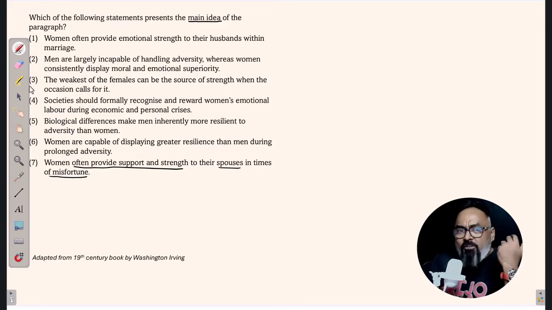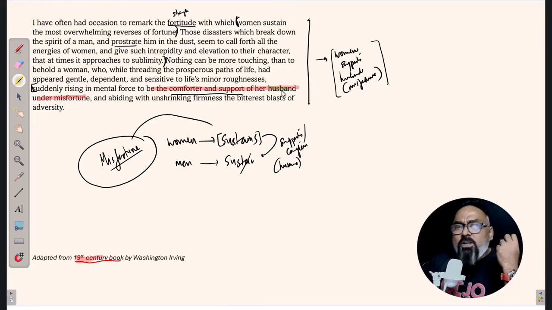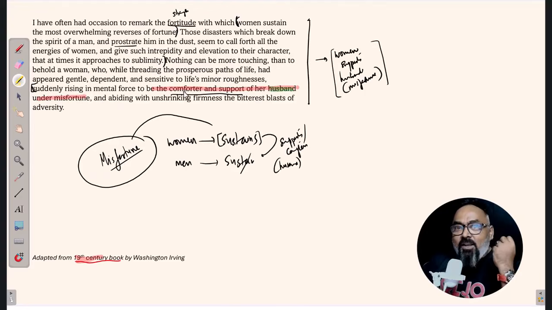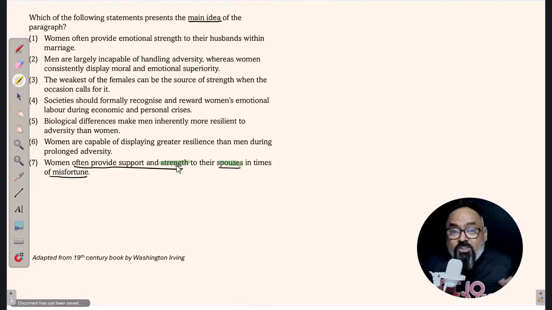Obviously, when you look at this, it's been paraphrased. The word spouses has been used instead of the word husband, but it's the same thing. Your spouse is whom you're married to, the woman married to her husband, right? Provide support and strength. Now, strength is fine. Comforter and support for their husband in misfortune, and bearing with unshrinking firmness. They'll be very firm, which means they are giving strength. That particular word is not used.